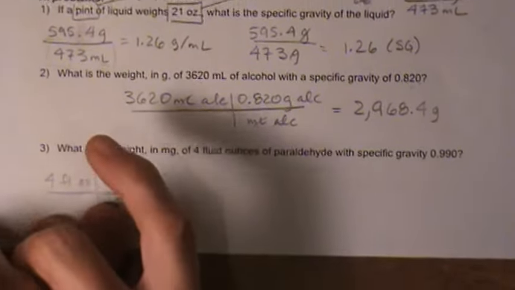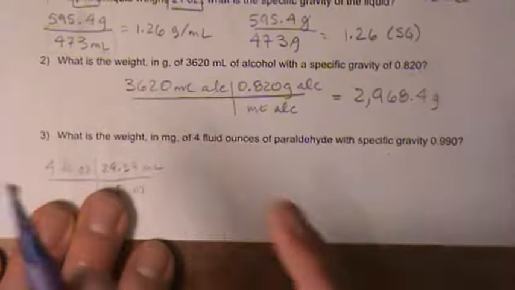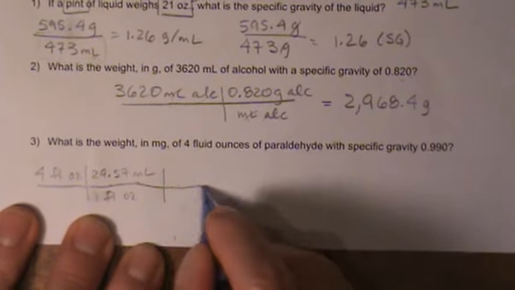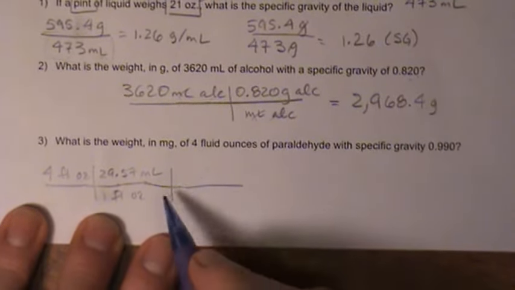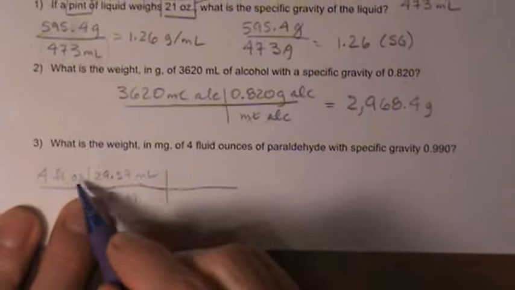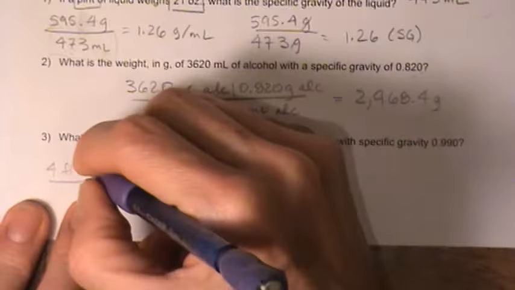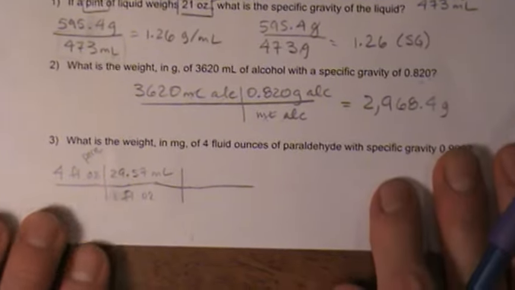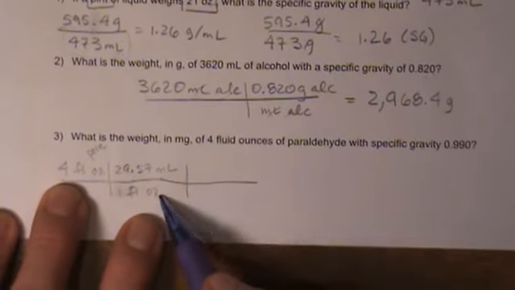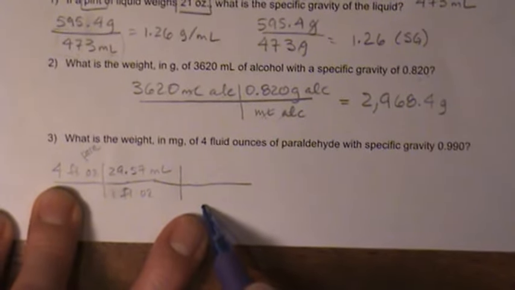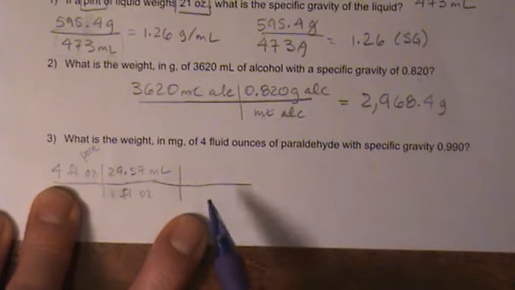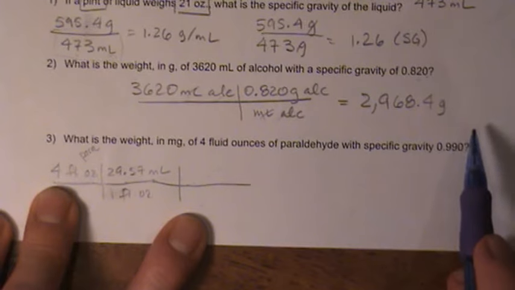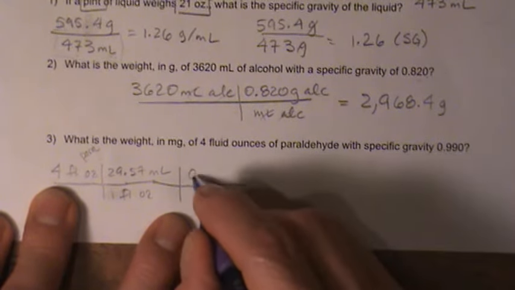So I've got that conversion. Now I've got my mils, it's 4 fluid ounces, sorry, of paraldehyde. I should put that there, right? Keep my units very specific. Paraldehyde. Now I've got mils of paraldehyde, so I can use my specific gravity. If I say it's 0.990, that means there's 0.990 grams of paraldehyde per every mil of paraldehyde.